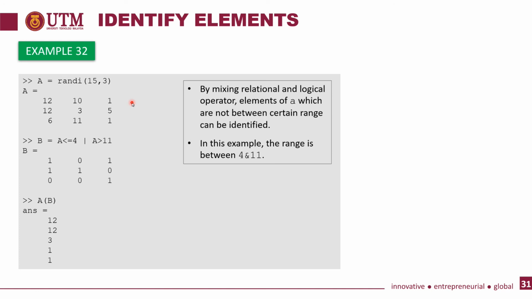Next is identifying elements by mixing relational and logical operators. This example is similar to the previous example, but this time we are combining relational and logical operators together. As usual, we are initializing random numbers from 1 to 15 in a 3 by 3 matrix. Then we initialized a variable b, which is the indexing, where we want to detect the elements inside variable a which are less than or equal to 4 or which are greater than 11.